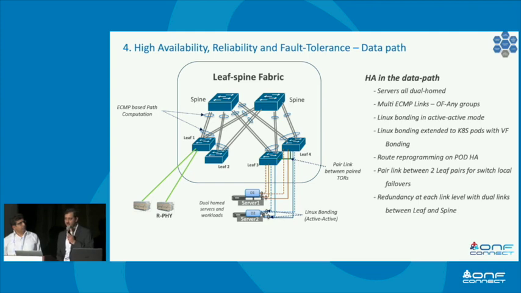Sorry, is the question why do we have dual links between leaf and spine, and also why do you have the leaf-to-leaf pairing link? Okay. So the dual link from leaf to spine is just link redundancy. It gives you more redundancy, a level of redundancy that you want to have.